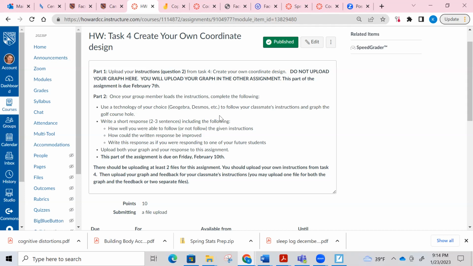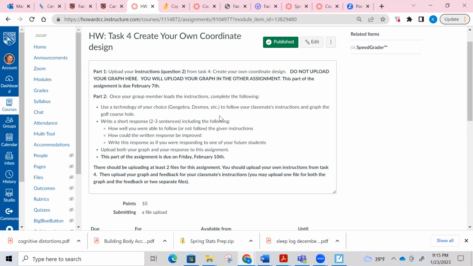And then after you do that, you're going to write a short response, 2 to 3 sentences, including the following. So you're going to explain how well you were able to follow or not follow the given instructions. And then you're going to explain how the written response could be improved. And then what you want to do is pretend you're a teacher and that you're responding to one of your future students. So pretend this is one of your students' assignments and you want to give them feedback. Okay. So you're going to upload both your graph and your response to this assignment. And this part of the assignment is due on Friday, February 10th.